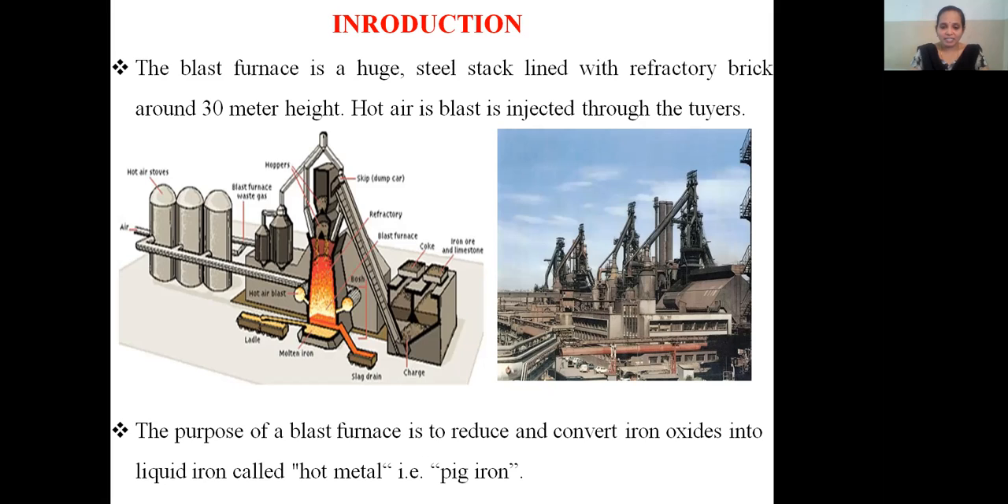So hematite, Fe2O3, is reduced to Fe. The product we get is called pig iron. It is also known by the technical word hot metal or molten metal. And the other liquid product of blast furnace is molten oxide, that is slag.